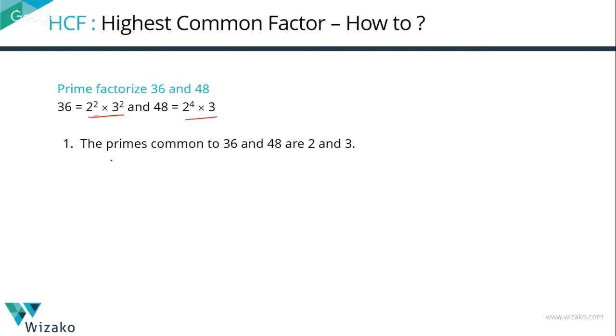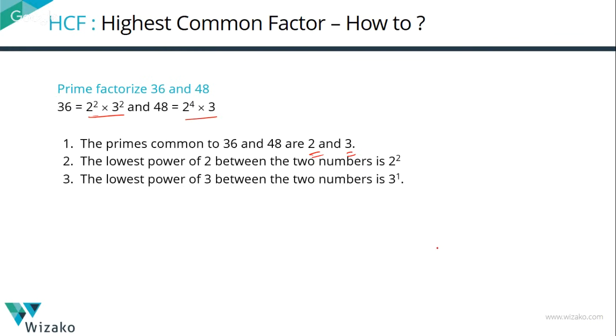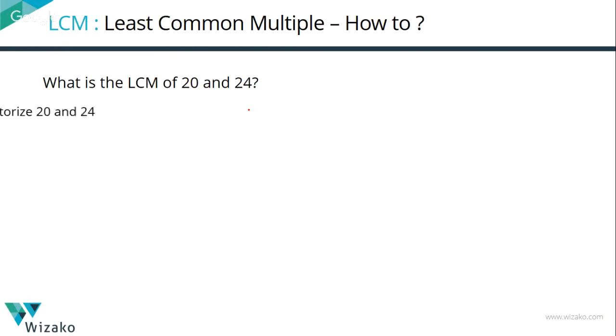The next part, pick primes common to both, which is 2 and 3. Next step, pick the lowest power of 2, which is 2 square. Lowest power of 3, which is 3. HCF is nothing but the product of these two, which is equal to 12. So HCF, we covered how to. We'll look at LCM quickly and look at the how to of it too.